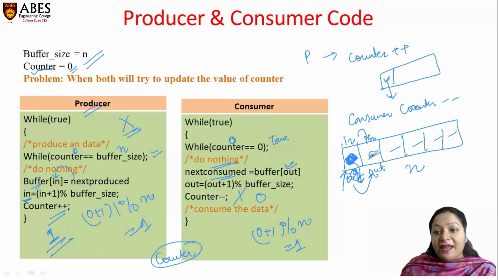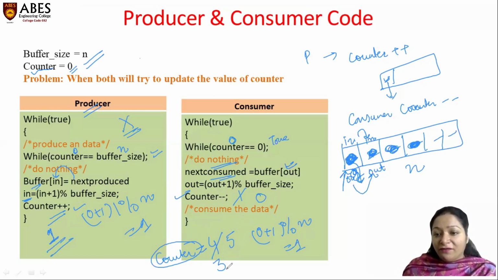So say for example, we have an item here, an item here, and an item here, right? We have the counter value as 4. Now, if the producer and consumer once again try to execute these instructions at the same time, the producer produces the item and tries to increment the value by 1. So it will try to make it 5. But at the same time, the counter variable is getting decremented by the consumer, and the consumer will make this value 3.